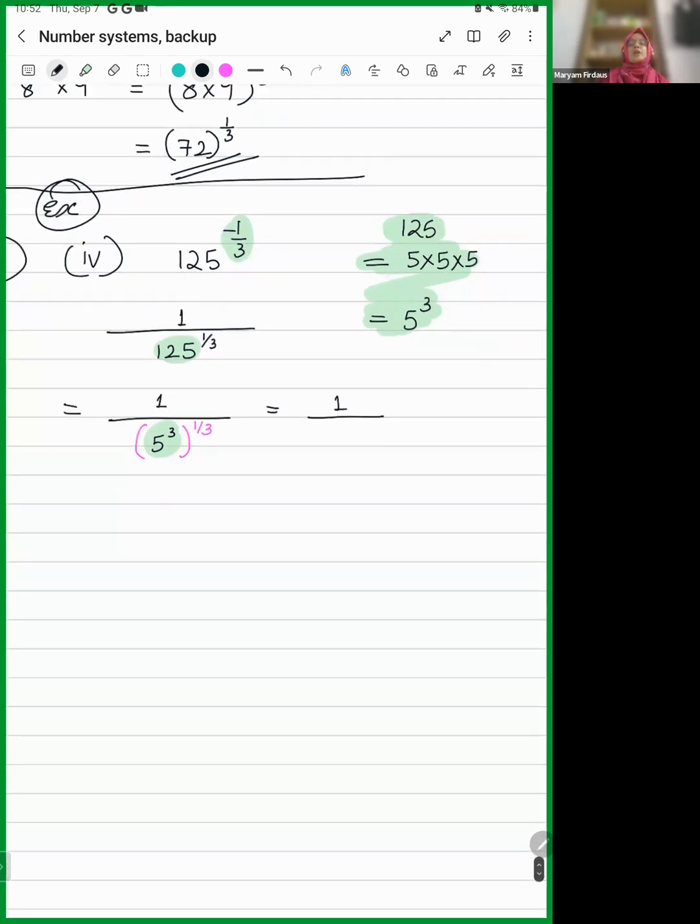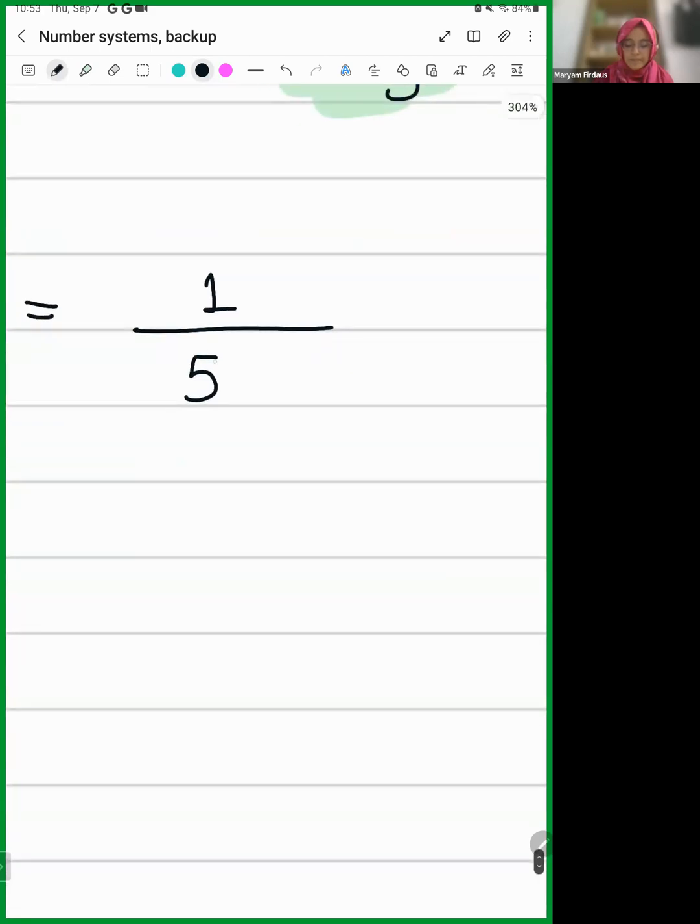For example, if this question comes in your exam as a 2 marker, then you cannot just simply write the answer. Even if you know the answer, you have to show the teacher the way you got to the answer. You have to show them the steps. That's why I'm showing you. Now 5 to the power 3 whole to the power 1 by 3 means 5 to the power 3 into 1 by 3, and this 3 and 3 get cancelled. So we are left with 1 by 5. This is our final answer.